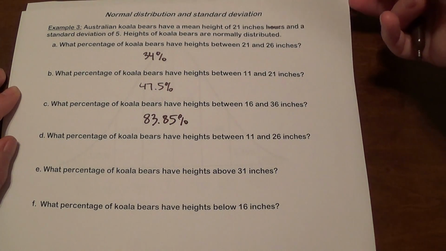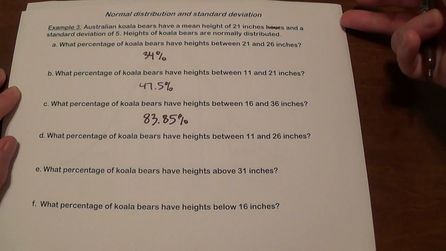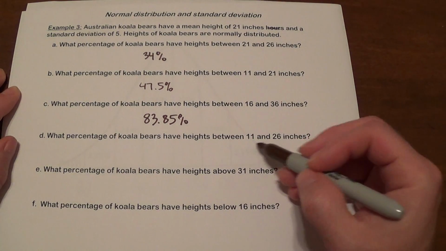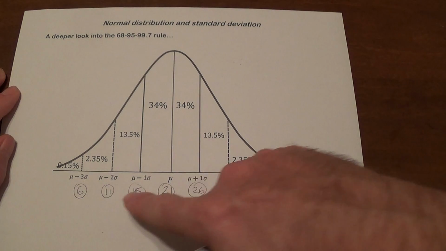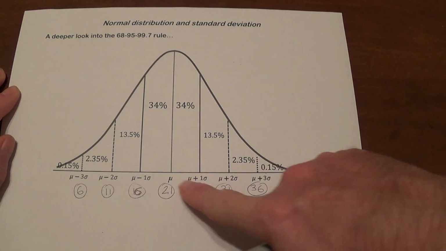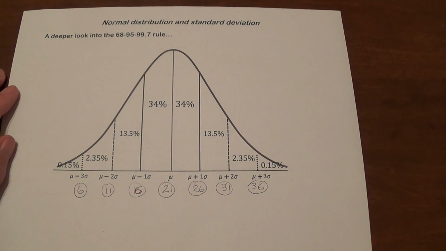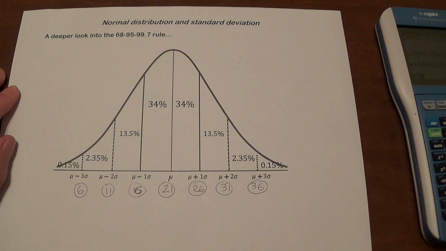By the way, I just wanted to mention that I'll go into the next problem. It's actually a helpful thing. Hold on, let me start this problem. I'll go back to the chart. For 11 to 26. So here's 11 and here's 26. So we're going to add this, this, and this together. Right? So it's going to be 13.5 plus 34 plus 34. That's going to give us 81.5.